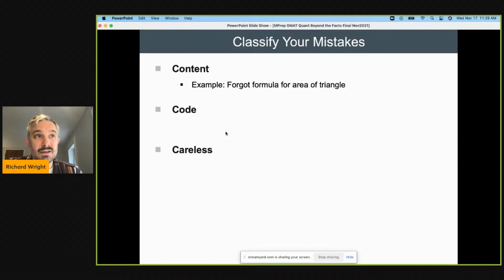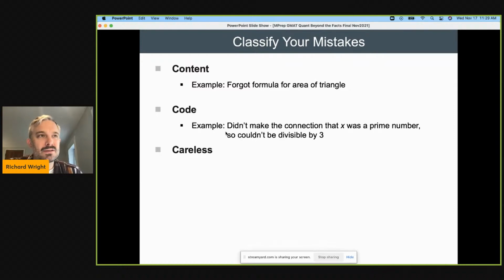The second type of mistake is code. What we mean by that is you missed a trick or a trap. You fell into a trap or you missed, I said trip, you missed a trick is what I meant. So for example, you didn't make the connection that X in this problem was a prime number, and because it's a prime number, it can't be divisible by any other integer, and the problem involved maybe dividing it by 3, and you needed to realize that wasn't possible. Some sort of like, okay, I know prime numbers can't be divided by the number 3, but it didn't occur to me to apply that in this problem. That's a code issue, a trick or a trap issue.